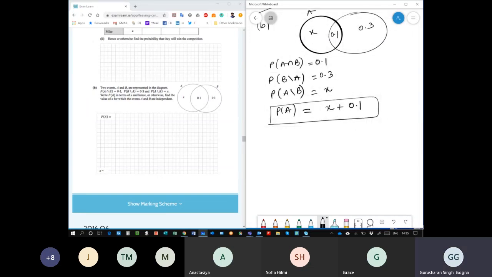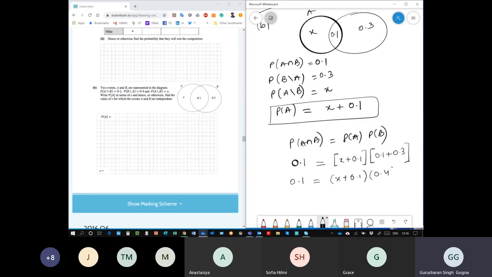Okay. So independent event means A intersection B equal to probability of A times probability of B, isn't it? A intersection B is given in the question, 0.1. Probability of A is X plus 0.1. And what is probability of B? It's 0.1 plus 0.3, isn't it? That's it. You just have to solve this. So X plus 0.1, that's 0.4. So X plus 0.1 equals to 0.1 over 0.4.